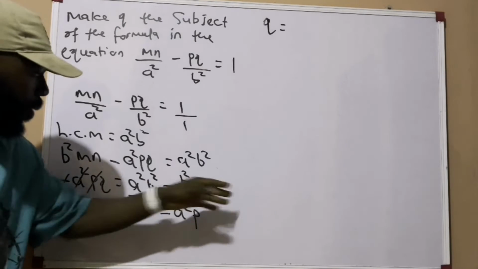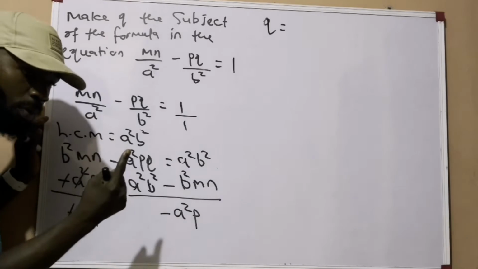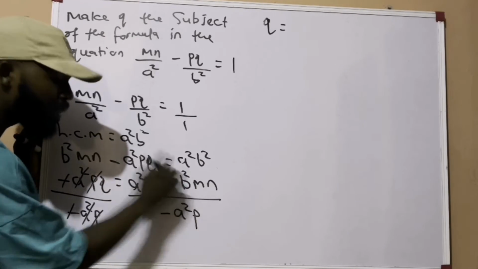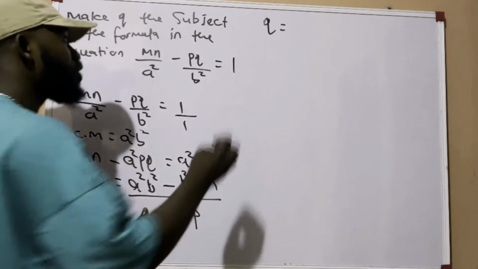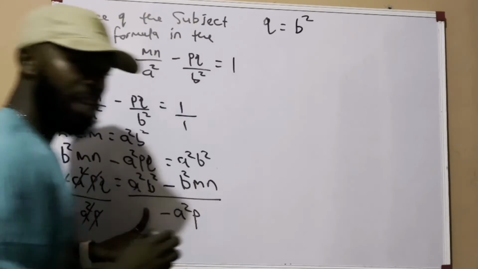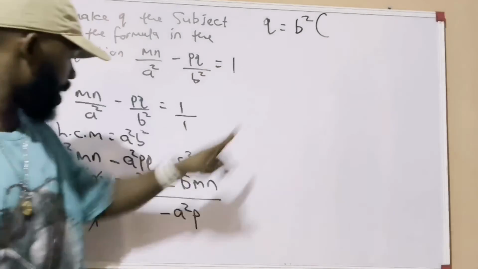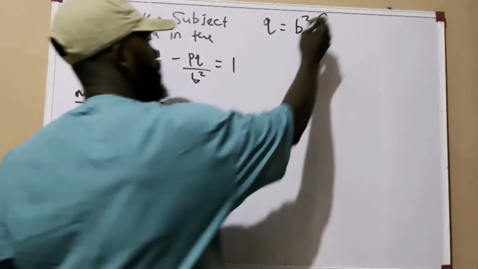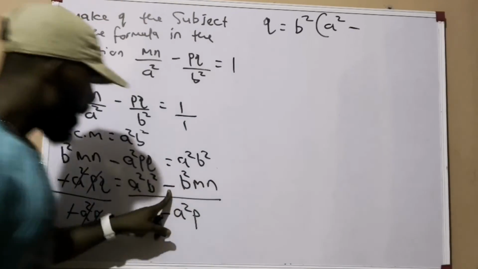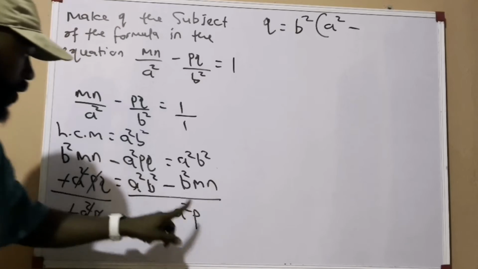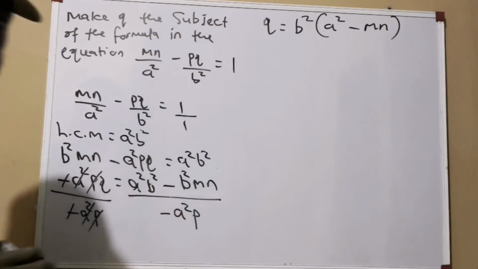But if you take a look at what we have here, a squared b squared minus b squared mn have something in common. And what do they have in common? They have b squared in common. So we will factorize b squared out. And so if we factorize b squared, which is what they have in common, then we will open the bracket. Now, if b squared should cancel out b squared, I will have a squared left. Minus, if b squared now should cancel b squared, I will have mn left. Okay, are you with me?